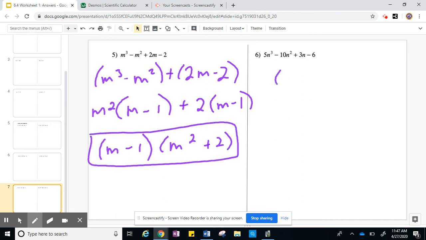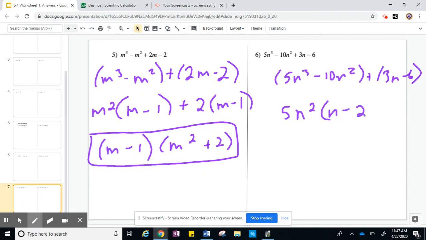Number 6, we group together the first two terms. Then we group together the last two terms. From this first set of parentheses, I can factor out a 5 from the coefficients. Then we have n cubed and n squared, so I can take out an n squared. And I'm left with n minus 2.